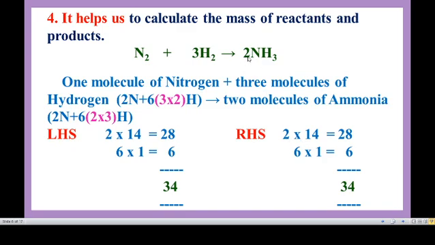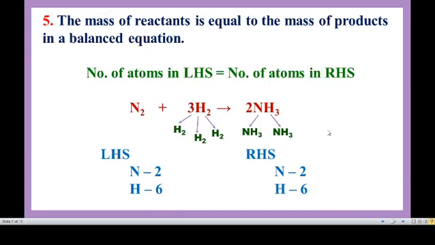So 2 molecules of ammonia. One molecule of ammonia contains 1 nitrogen atom and 3 hydrogen atoms. Therefore 2 molecules of ammonia contain 2 nitrogen atoms and 2 into 3, 6 hydrogen atoms. Therefore 2 into 14, 28 and 6 into 1, 6. Therefore the mass of product is 34 grams. So we can calculate the mass of reactants and products of the reaction, and the mass of reactants is equal to the mass of products in a balanced equation.